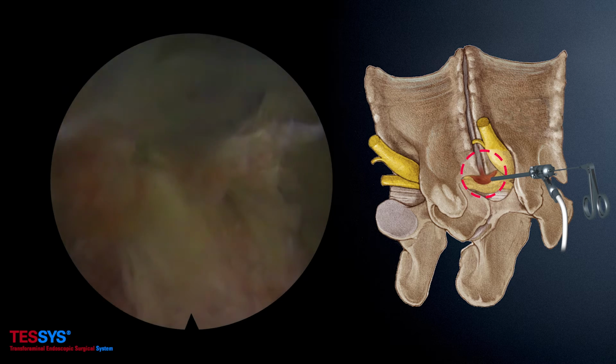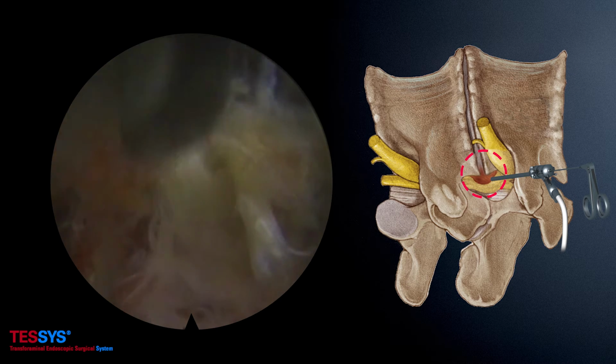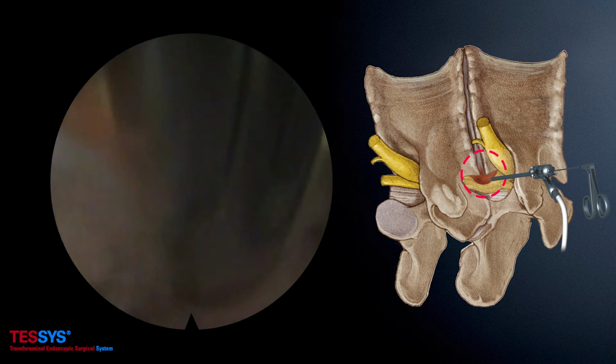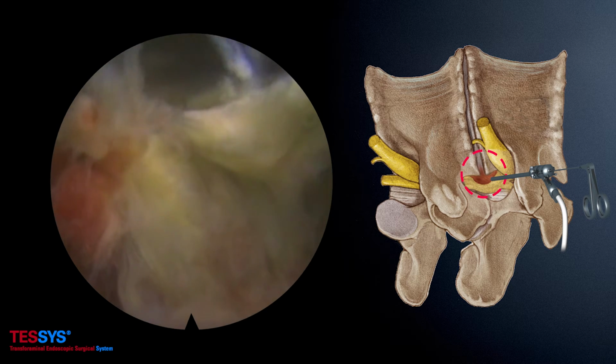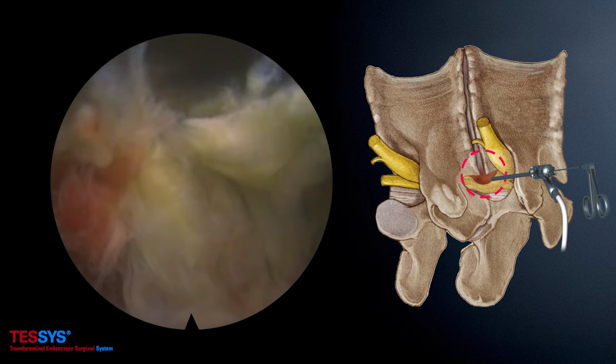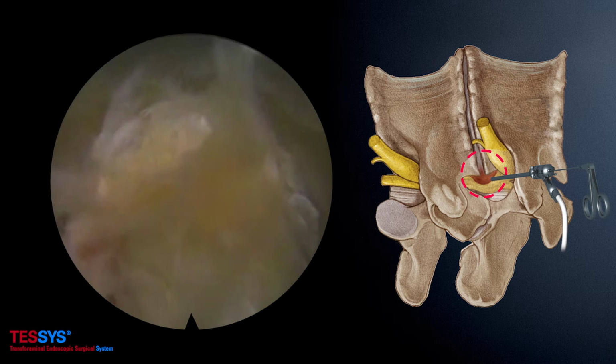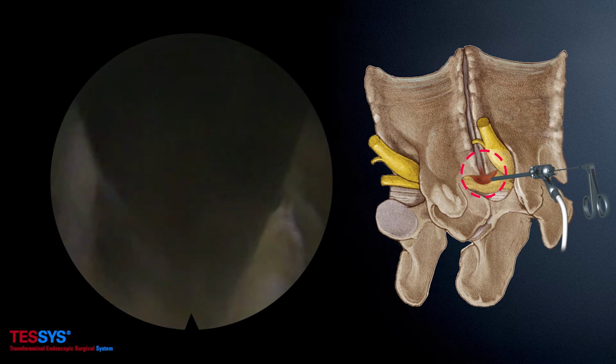First look and identify and expose the upper border of the vertebral body L5 on the left side. Then expose and identify carefully the exiting nerve root L4 at about 3 o'clock running in the direction of 12 o'clock.